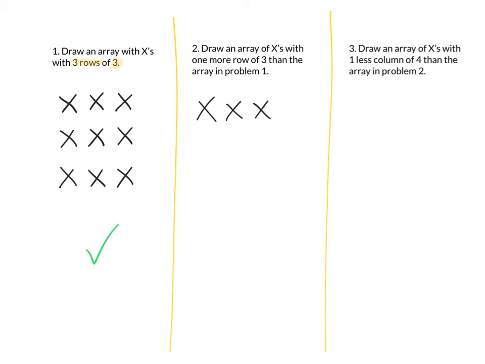So I'm going to start fresh again, and I'm going to do what I have to do. So I need 1 more row of 3 than the array in problem 1. So whatever we put in that problem, we need to continue over here and then add 1 more. 1, 2, 3. So in this first problem I needed 3 rows. Now they're asking me to add 1 more row. So that means I need to put 4 rows of 3 because I'm adding 1 more row.